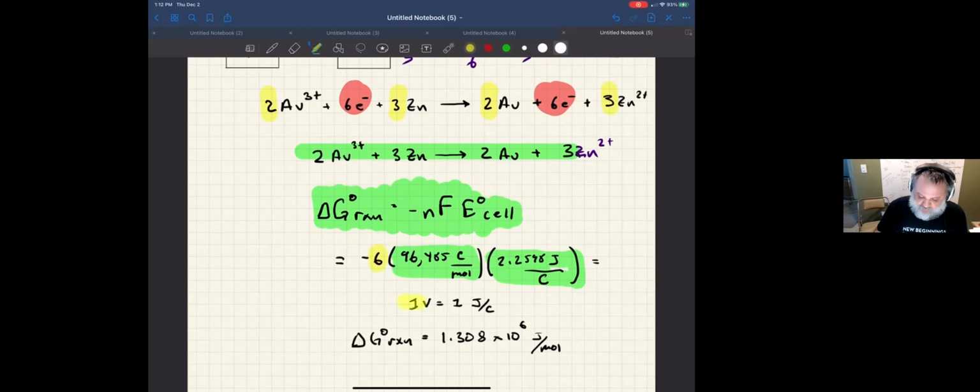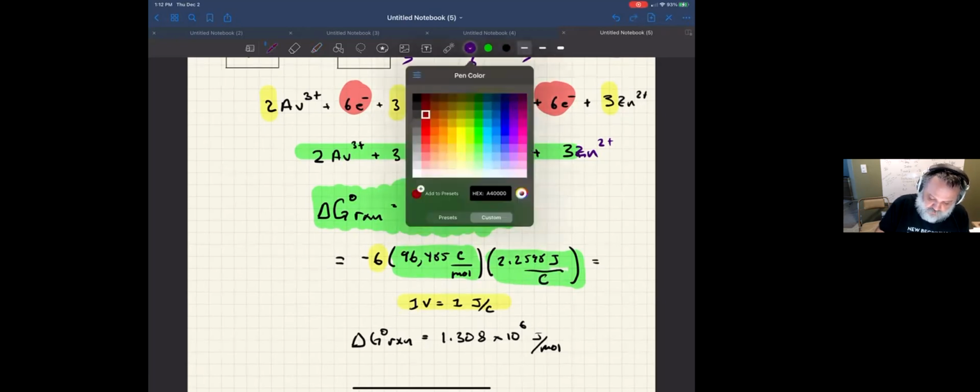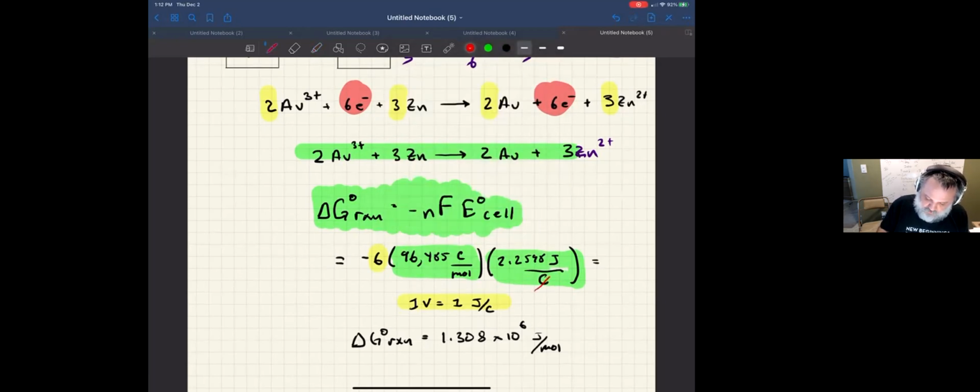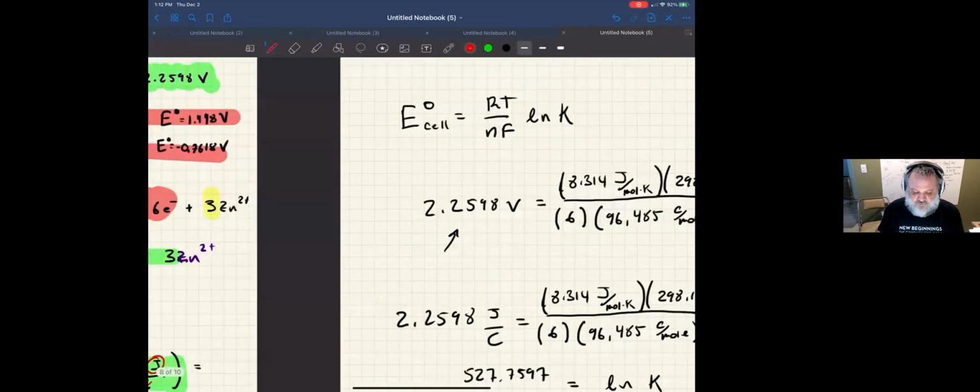Now, I want to point out that 1 volt, which was the E naught of cell, also equals joules per coulomb. So coulombs get canceled, leaving me with joules per mole. And so the standard free energy change of the reaction is negative 1.308 times 10 to the 6th joules per mole. Okay, so let's move on now.